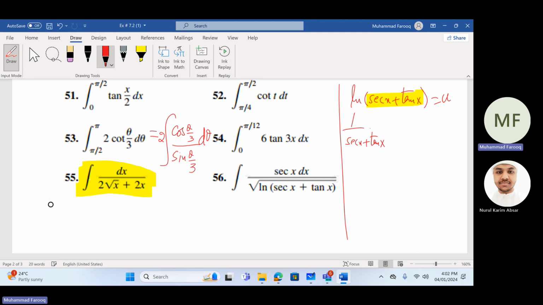Now in the argument we have two functions, secant and tan. So what is the secant derivative? Secant x tan x. Okay, good. Then we have plus sign and the tan derivative, which is secant square. So we have secant square x. And here we differentiate du, and also here we have dx.